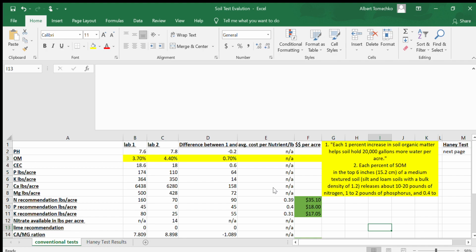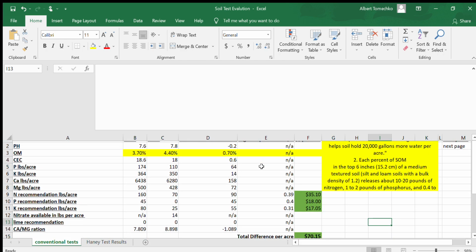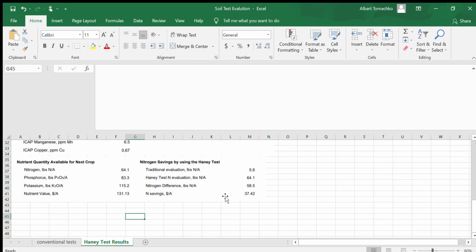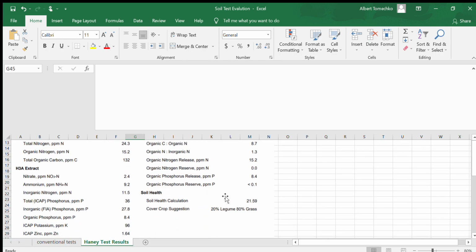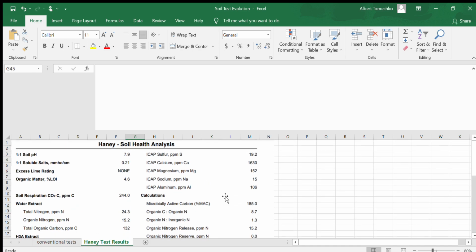Other than that, there isn't a whole lot of similarities between these two, or between these three, I guess I should say. So I'm going to jump over here, and we might have to jump back and forth. I guess the lime recommendations are also 0 for the Haney test. So this is what you receive when you receive a Haney soil analysis. So again, this is what we just went over. Your pH is 7.9, your organic matter.